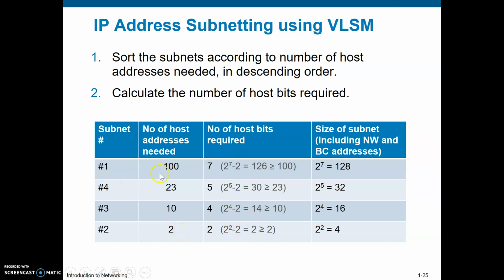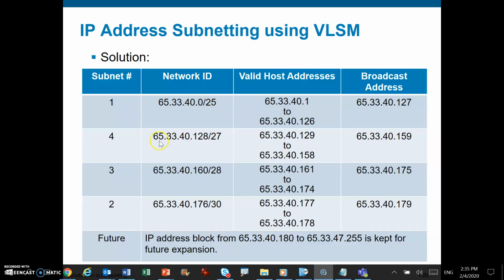Okay, now based on that, we can count the number of IP addresses, including the network and broadcast, in each network. So for the first network, 7 host bits give you 128 possible IP addresses, again including network and broadcast. 5 host bits give you 32, 4 host bits give you 16, 2 host bits give you 4. Using these numbers, we can do our subnetting very easily. Don't need to use the binary method. Okay, this is the solution.